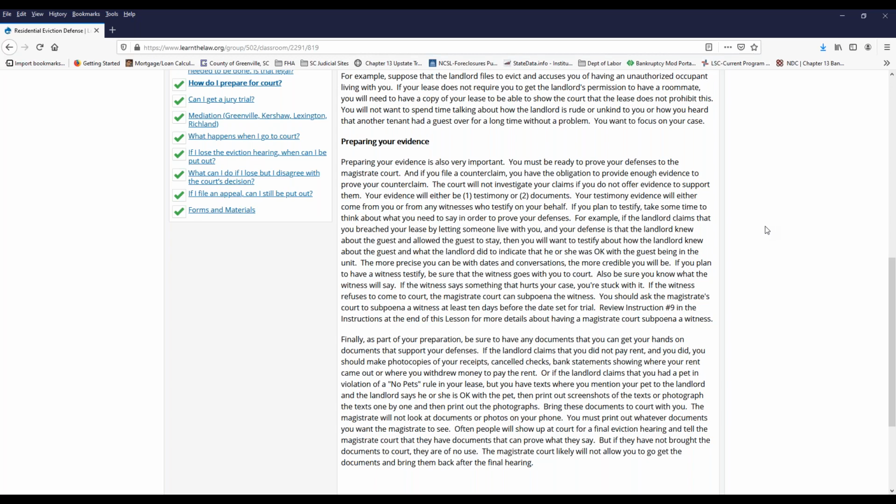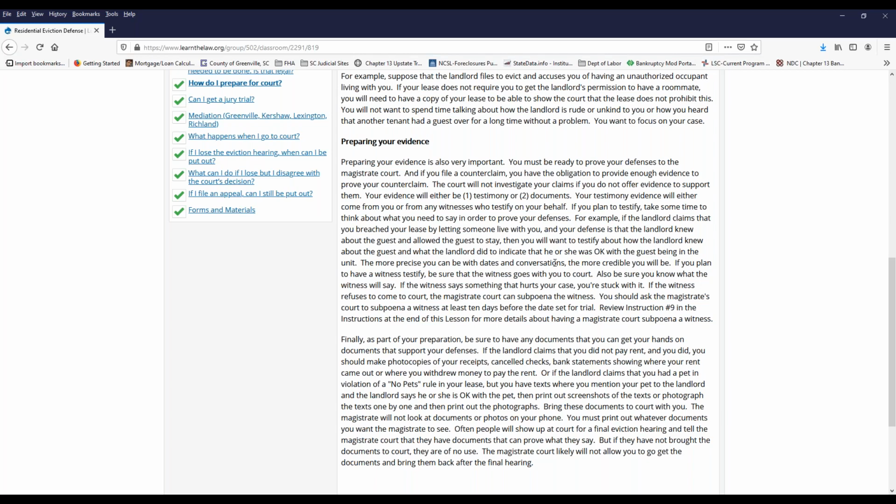For example, if the landlord claims that you breached the lease by letting somebody live with you, and your defense is that the landlord knew all along, then you will want to talk about the first time the landlord met the guest. Does the landlord know the guest by name? You'd be able to describe other situations that could prove that the landlord knew about the guest and let it go. Also, the more precise you can be with dates and times in conversations, the content of conversations, that is, the more credible you're going to be.